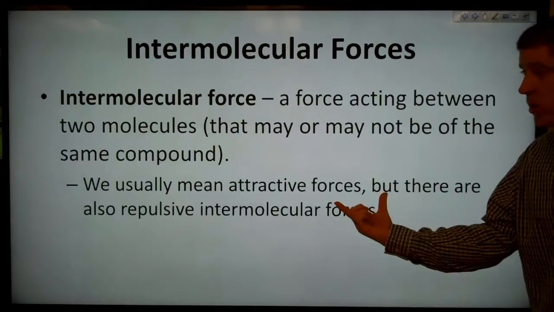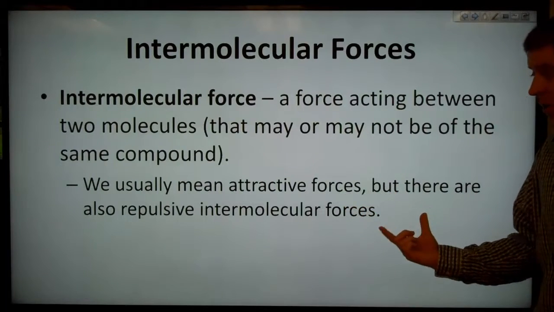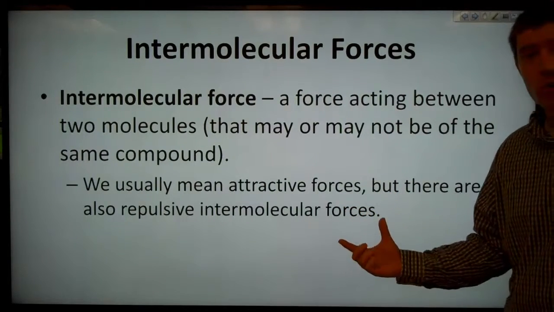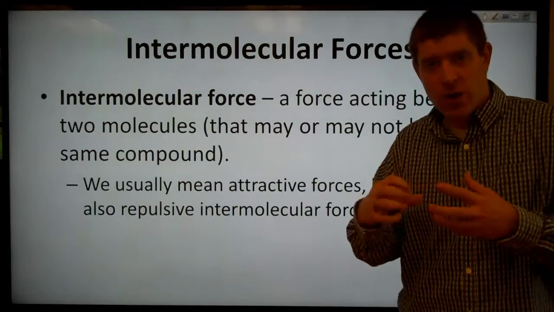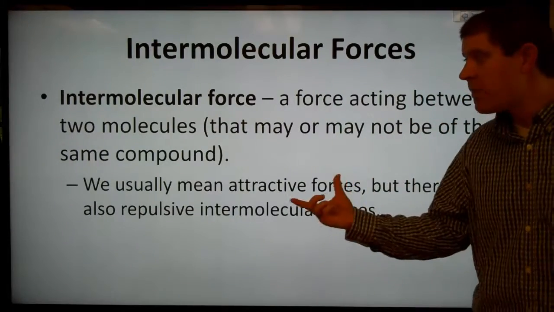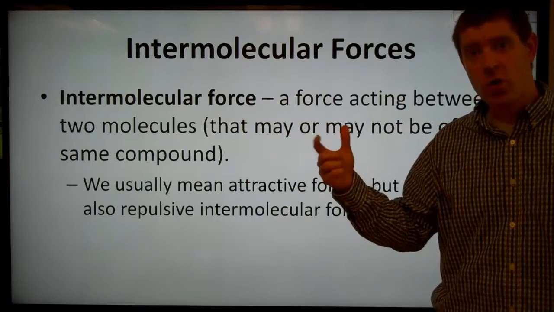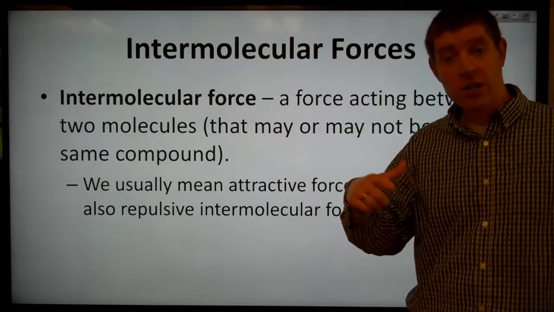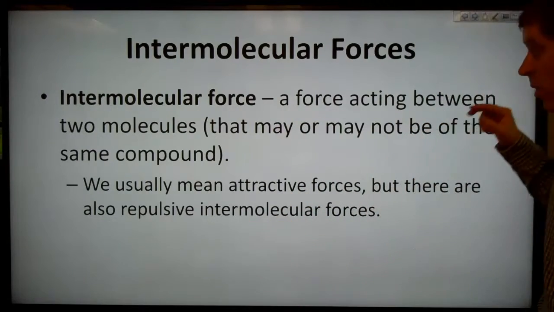By intermolecular force, we usually mean attractive forces, but there are some repulsive intermolecular forces. Essentially, once you get those molecules so close together that they're trying to occupy the same space, they'll begin to repel each other. But most of the time, when we say intermolecular force, we usually mean attractive force. So from here on, whenever I say there's an intermolecular force, I'm going to mean an attractive force, unless I specify that it's a repulsive force.